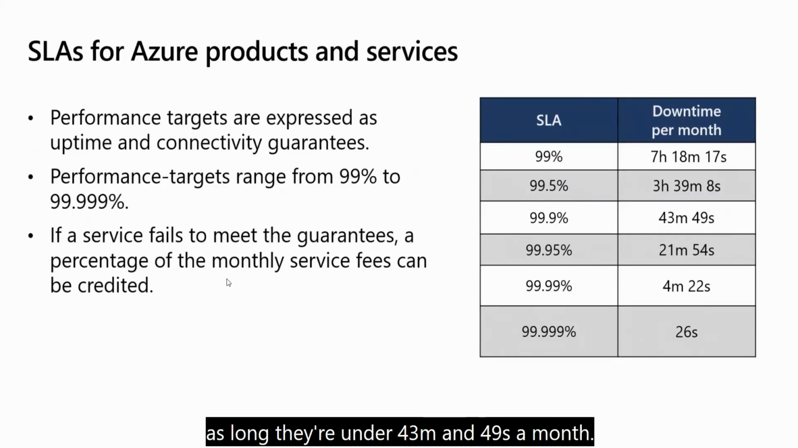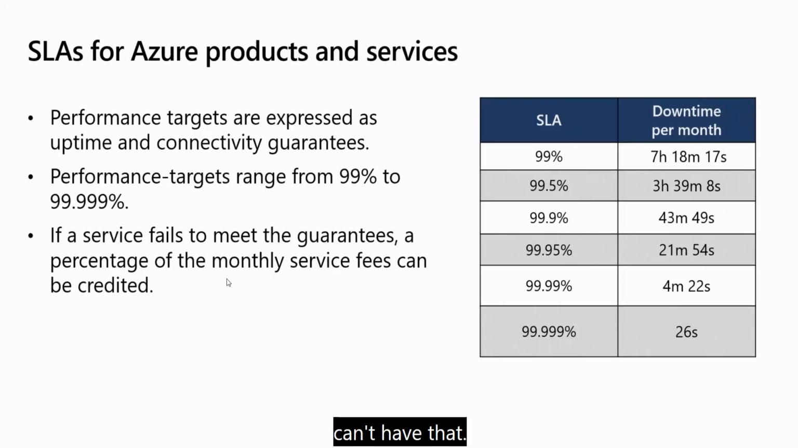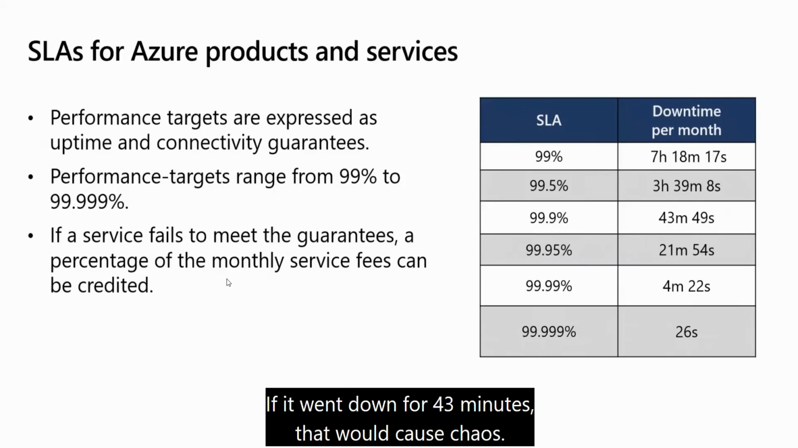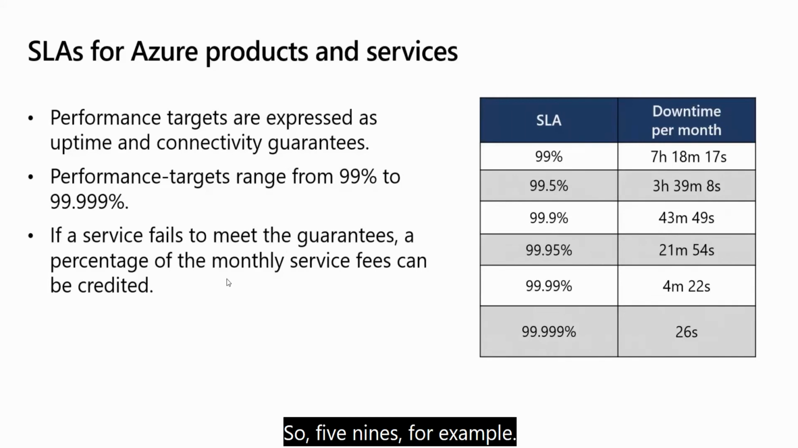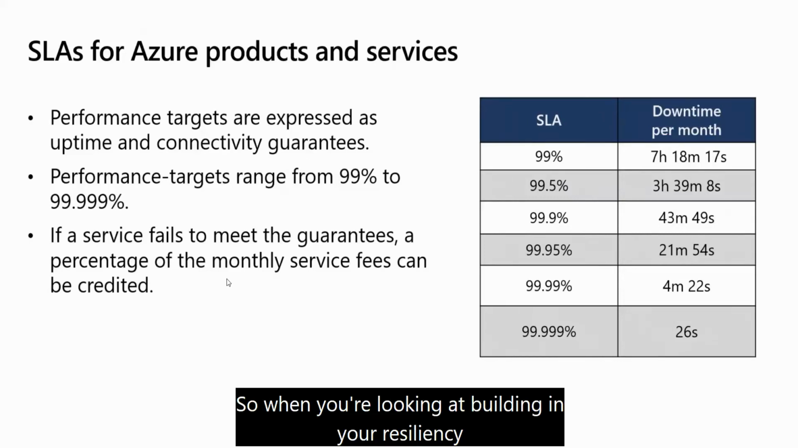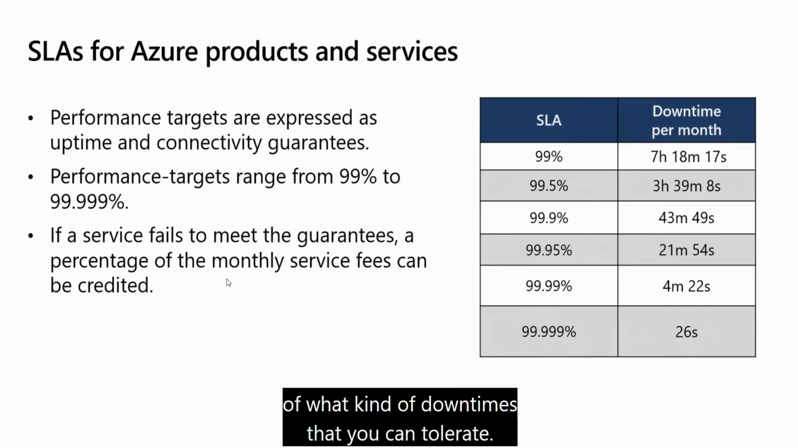But maybe your service, your product, your resource can't have that type of 43 minutes. If it went down for 43 minutes, that would cause chaos. So maybe you need to build up a higher SLA. So 5 nines, for example, not a lot of products offer 5 nines, but in that case, it's 26 seconds a month. So when you're looking at building in your resiliency and your availability into your products and services, just make sure that you are aware of what kind of downtimes that you can tolerate.